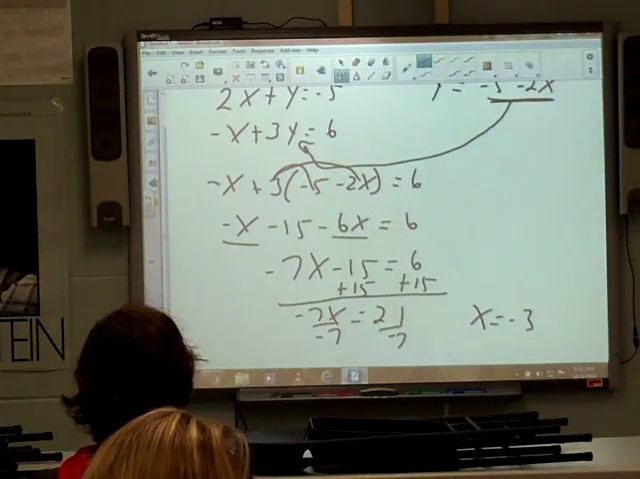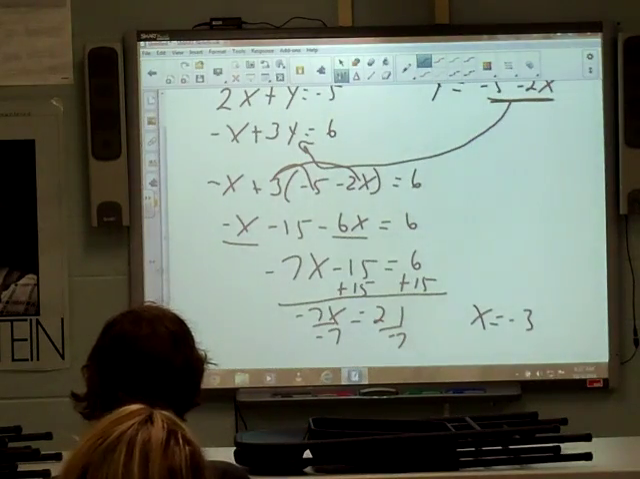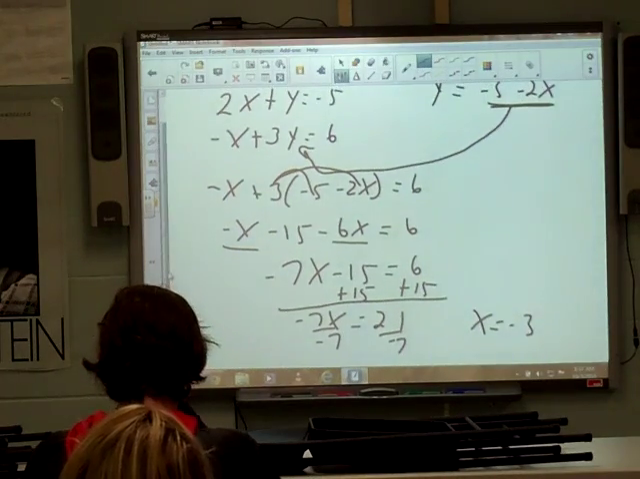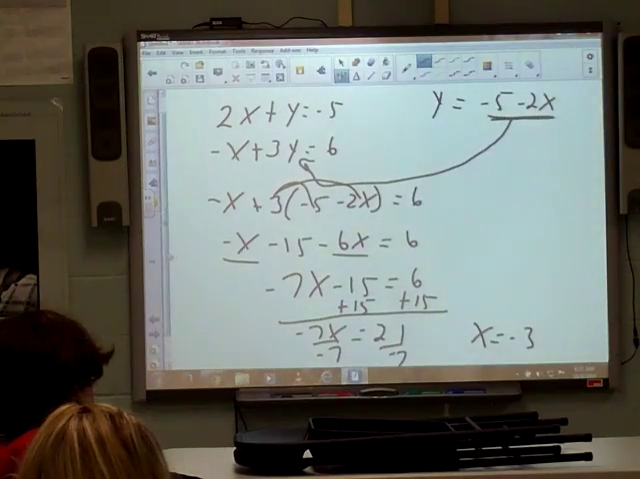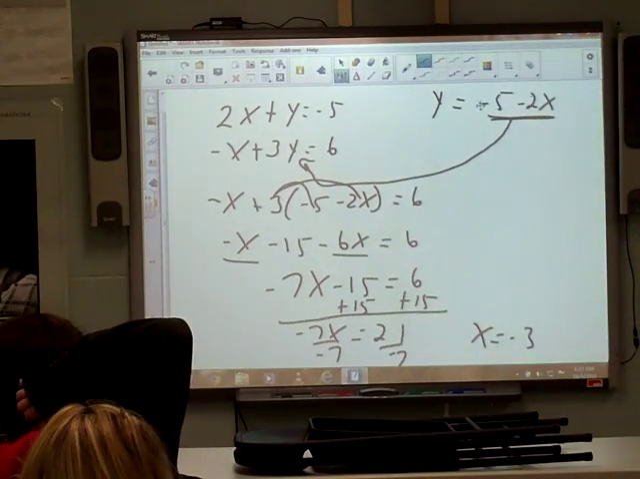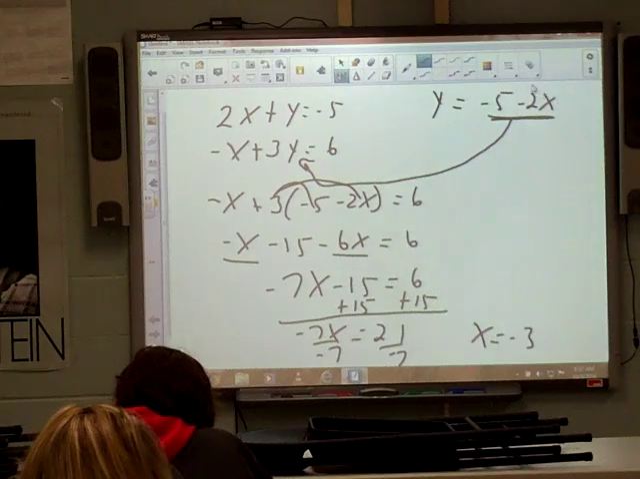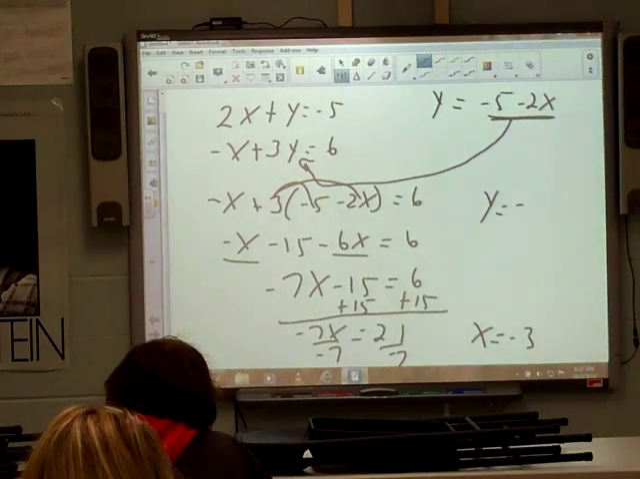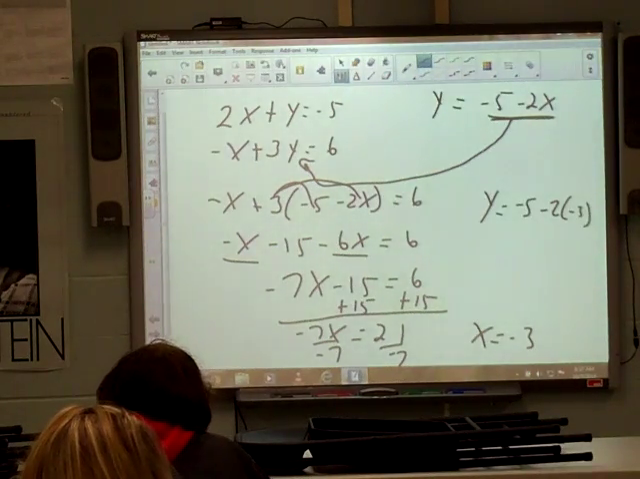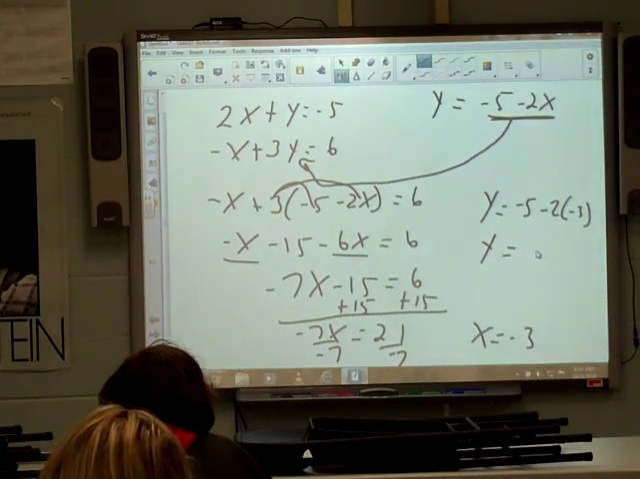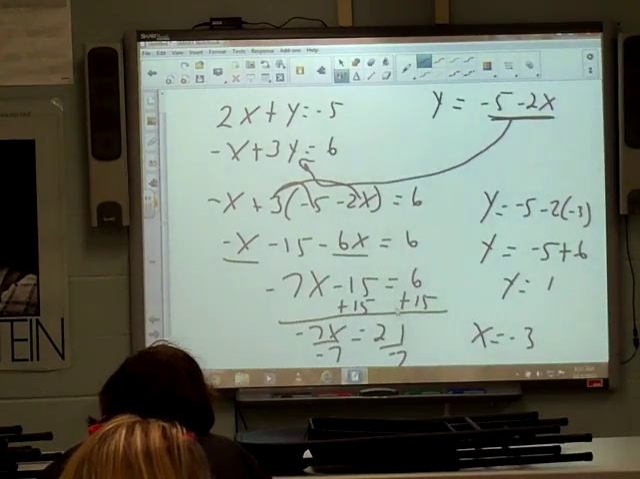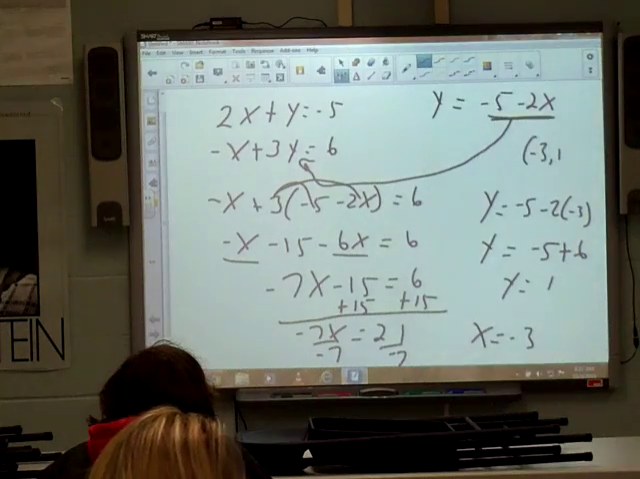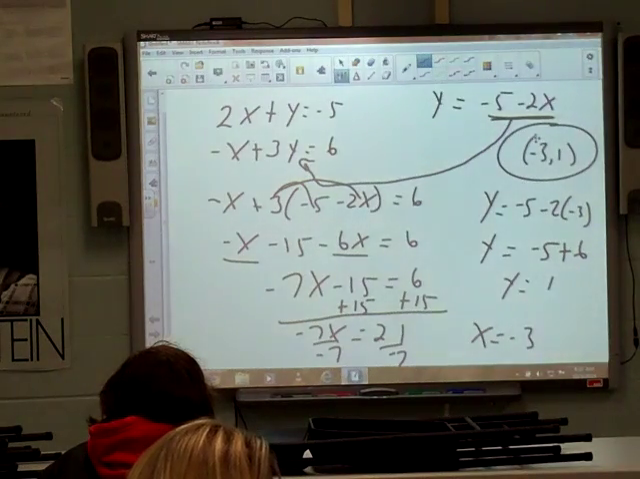Did you get that one? So then you didn't get it when you plugged those in, or did you have it right? Okay. Now I gotta plug that back in. I would plug it in this one right here where I solved for y. So I have y equals negative 5 minus 2 times negative 3. Negative 5 plus 6 is 1. We forgot that it wasn't negative.